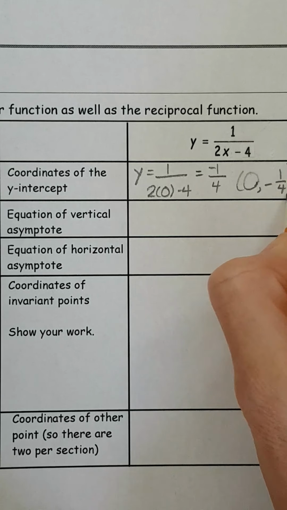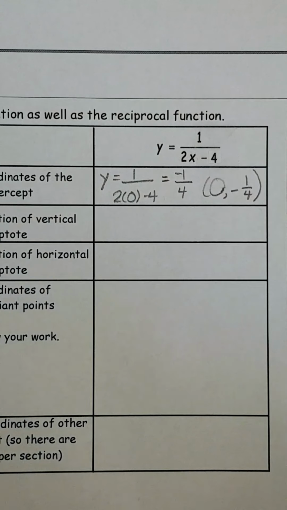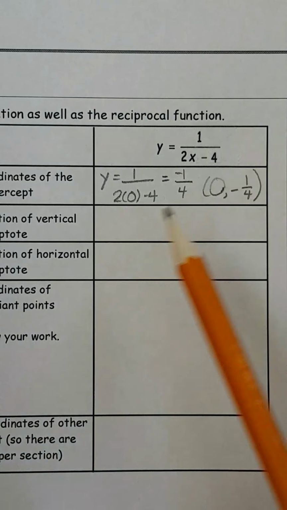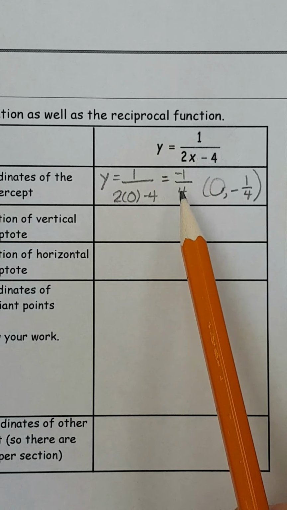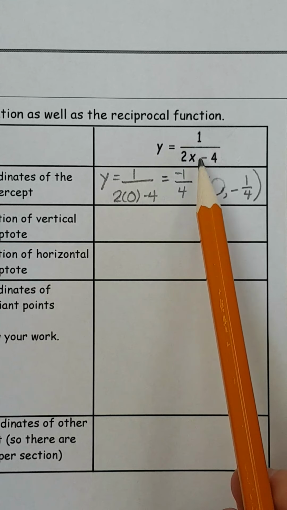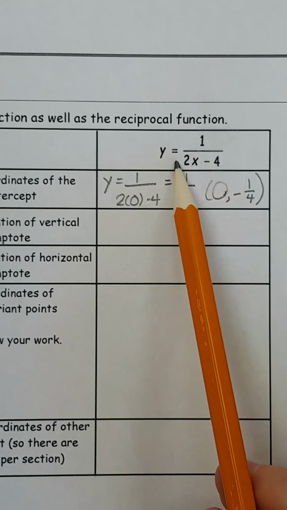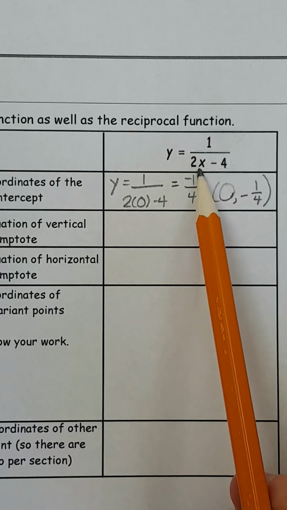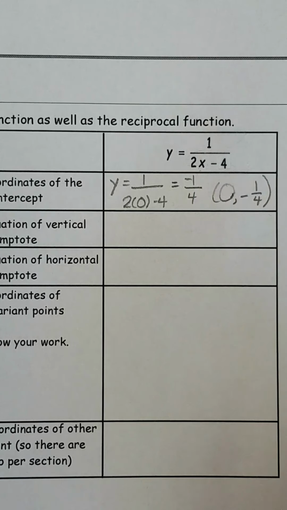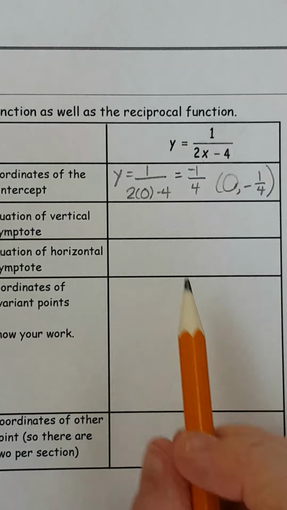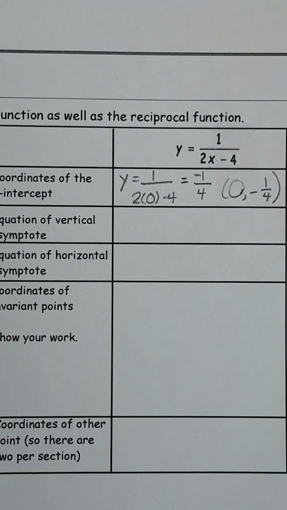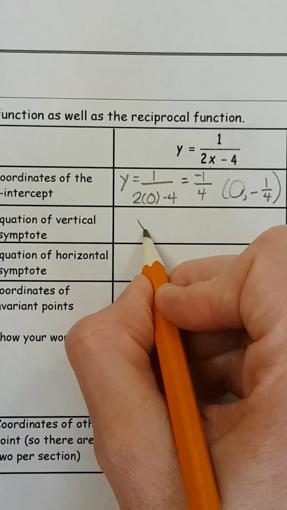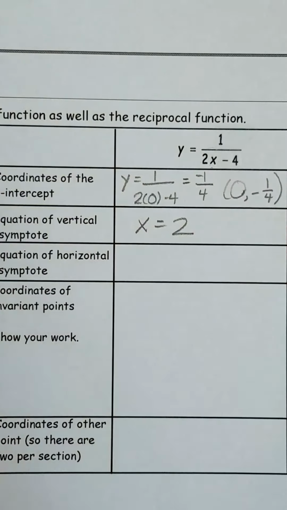There we go. So the equation of the vertical asymptote. Now, I don't need you to tell me that the denominator can't be 0 like we did way back when. But that's what it is. So this can't be 0. And so what happens when we solve for that? What value can we put in for x where that would work the denominator out to be 0? Well, that would be 2. So the equation of the vertical asymptote is x equals 2.